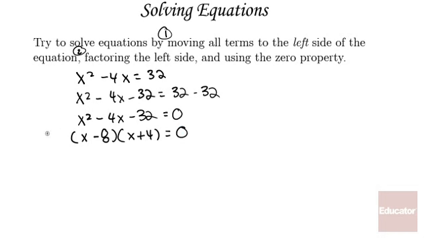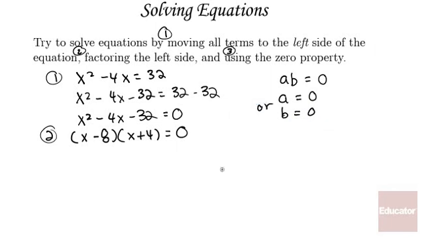Okay, so first I moved everything to the left side. Then I went ahead and I factored. And finally, I'm going to use the zero property. Remember that the zero property tells us that if a times b equals 0, then either a equals 0, b equals 0, or they both equal 0.